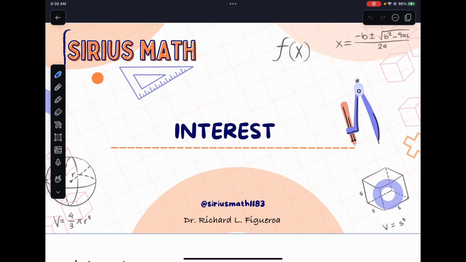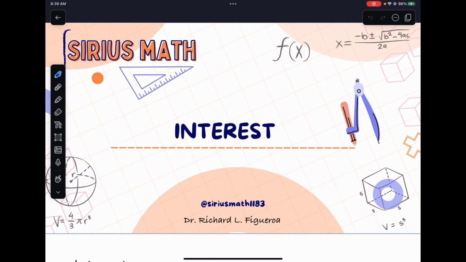Hello once again. So we're on application of first order differential equation. This time around, we'll be covering problems pertaining to interest. Interest is a special case of growth problem.